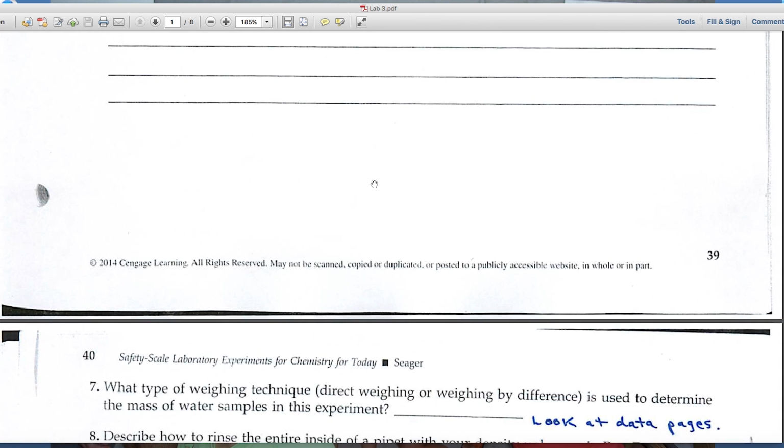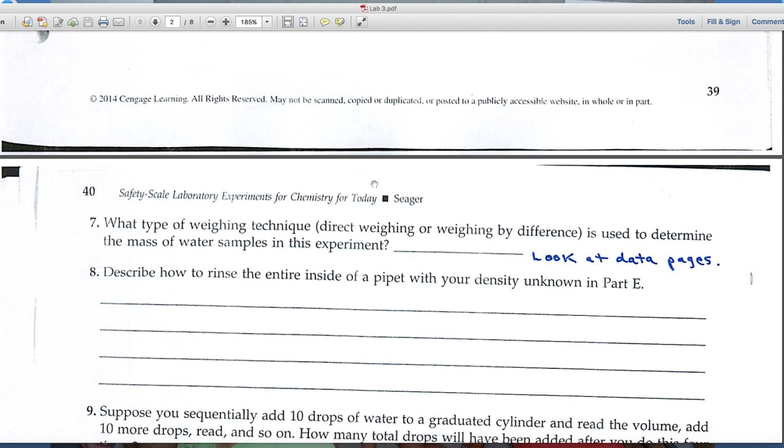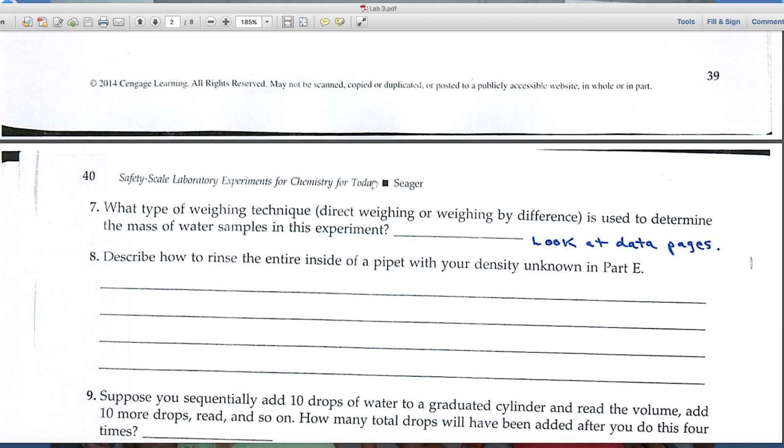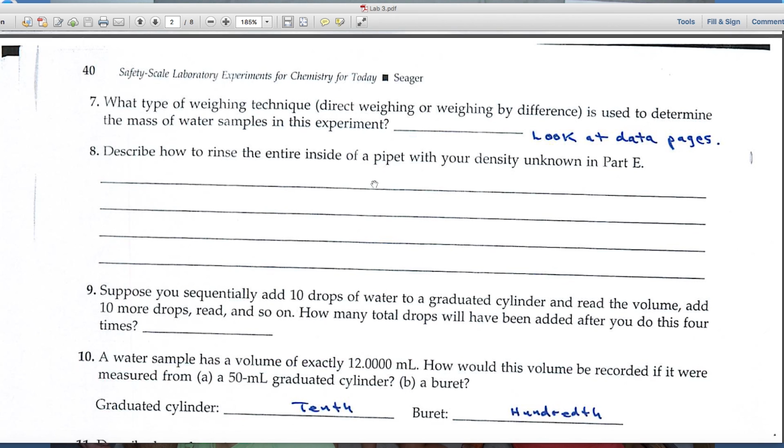Let's look at the next page. Question 7 in the pre-lab review says, what type of weighing technique, direct weighing or weighing by difference, is used to determine the mass of water samples? You can tell by looking at the data pages. If there's only one blank, that's your clue that it's a direct weighing. If there are 2 blanks, then you're weighing by difference. Question 8 and 9, no problem there really.